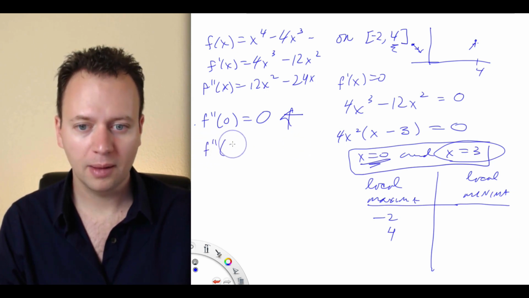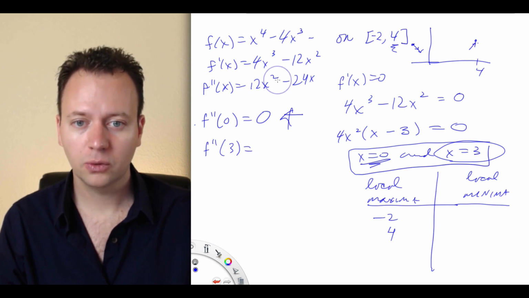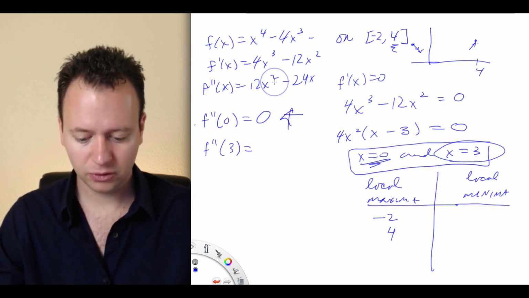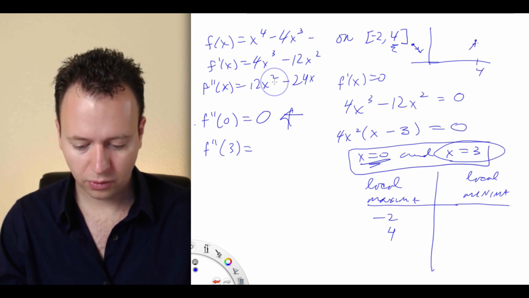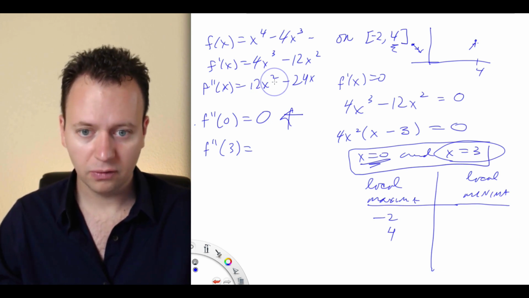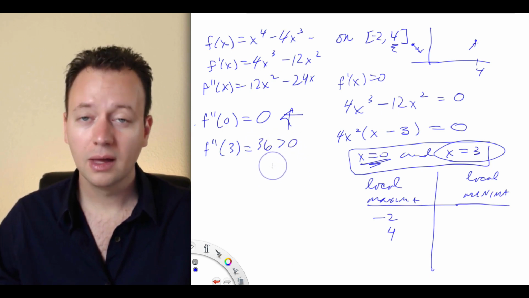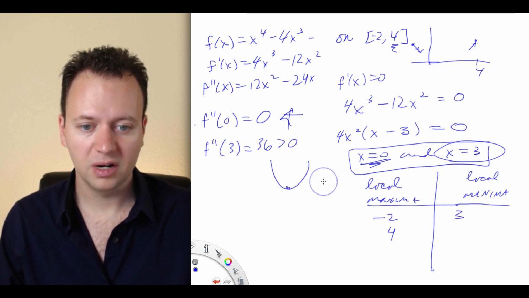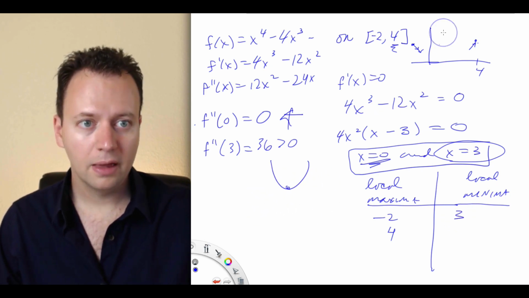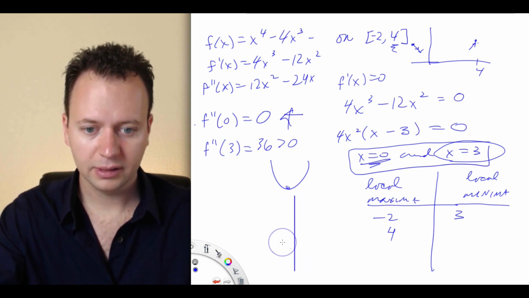And then f double prime of 3, just to confirm that that's actually a minimum: 3 squared is 9, 9 times 12, and then minus 24 times 3. So the second derivative, f double prime of 3, is 36, greater than 0. That means it's concave up, which means it's a minimum. So 3 is our local minimum. So that's exactly what the graph looks like.